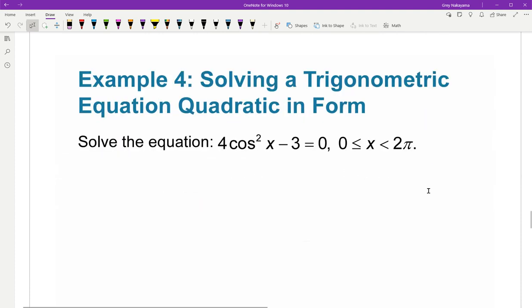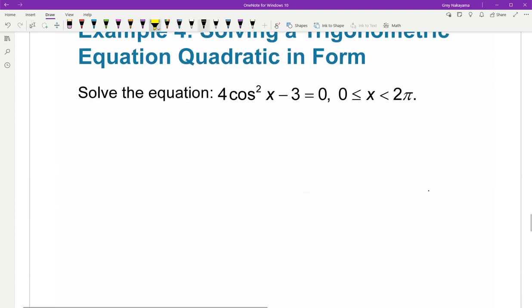All right, example 4. Solve a trigonometric equation in quadratic form. What makes it quadratic? That thing right there. Okay, now I still only have one trig function, so I'm going to isolate this trig function. And so I'm going to add 3. 4 cosine squared x equals 3. I'm going to divide by 4. So cosine squared x equals 3/4. And then I'm going to take the square root of both sides.